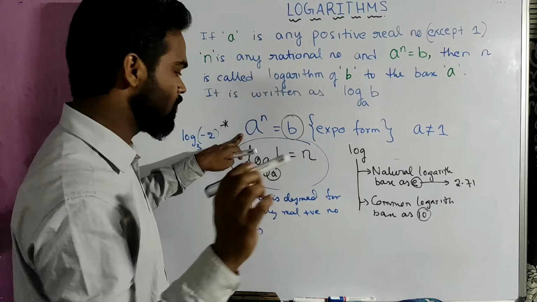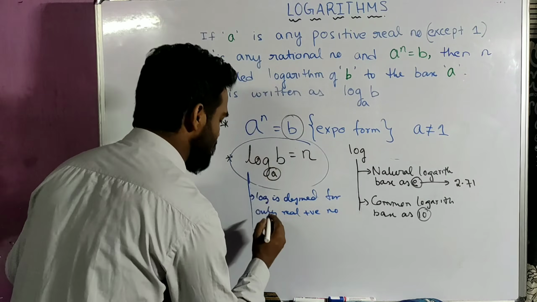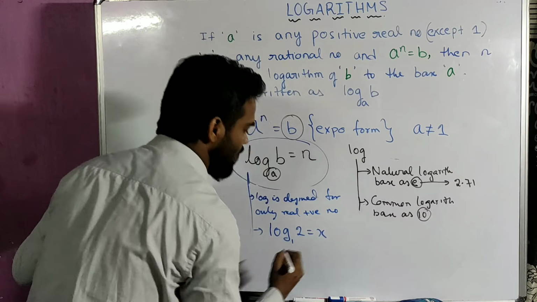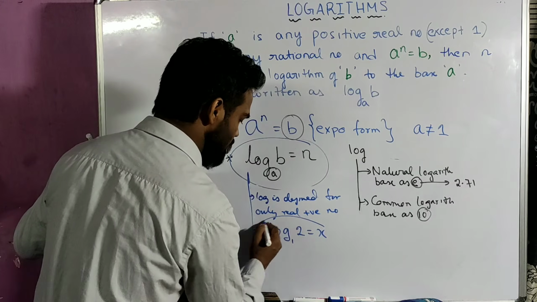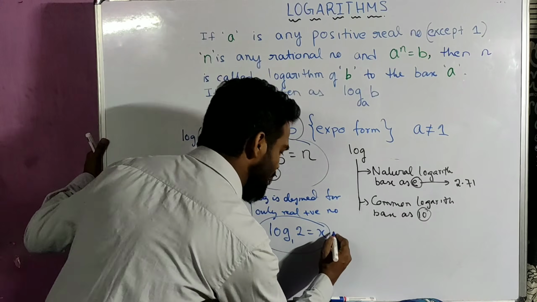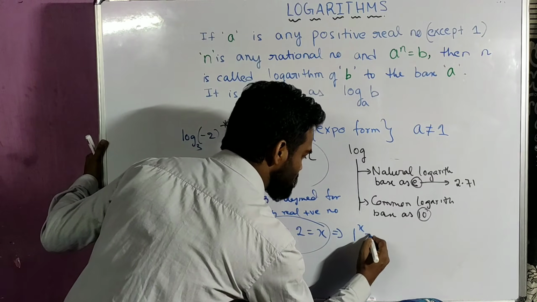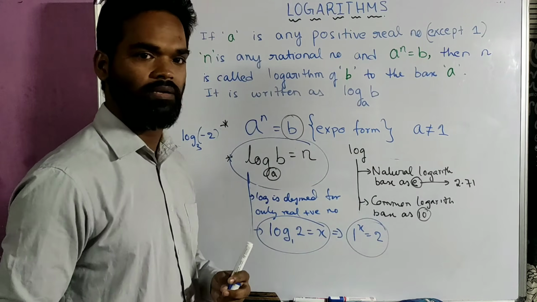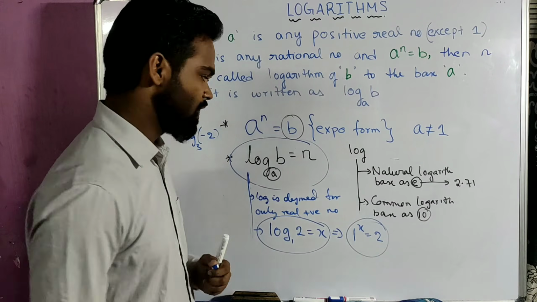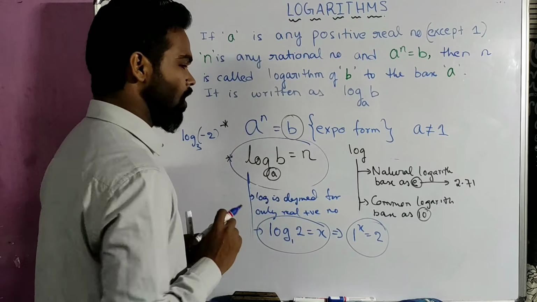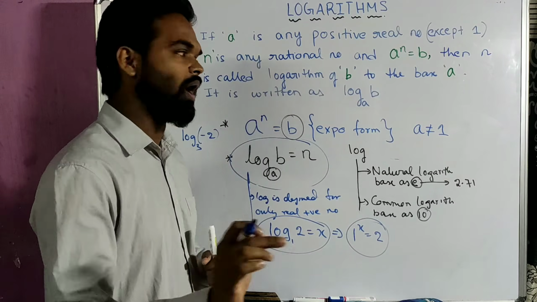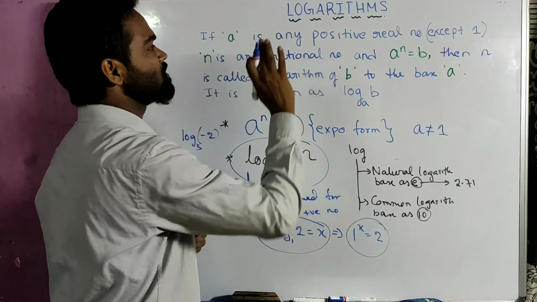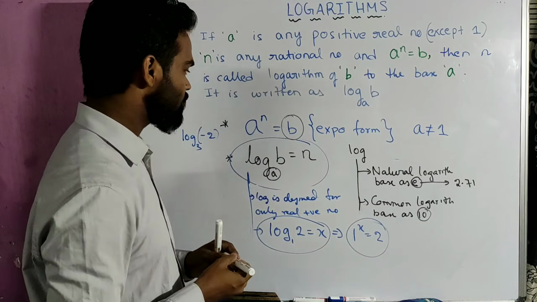Okay. Next thing I told you, a not equal to 1. The base cannot be 1. Why? Suppose I take log base 1 of 2 equals x. So this can be written in exponential form as 1 to the power x is 2, which is meaningless because 1 raised to the power anything will not give us 2, which means your log base cannot be 1. Your a cannot be 1. It can be a fraction, but it has to be a positive real number.